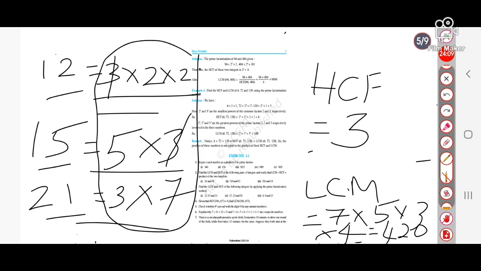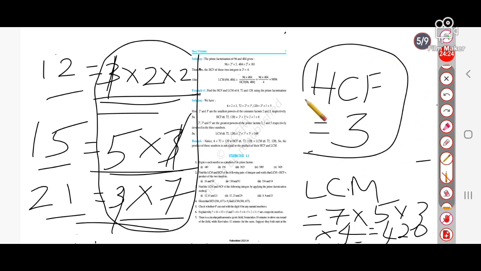First we need to apply the prime factorization method and arrive at these values. After arriving at these values, we need to find the highest common factor in all these three. That is 3, because it is included in all of them. So HCF is 3. It is common to 12, 15 and 21. Coming to LCM, as I told you, the common factors are cancelled and the remaining numbers are to be multiplied. So we get 420 as the LCM for 12, 15, 21.